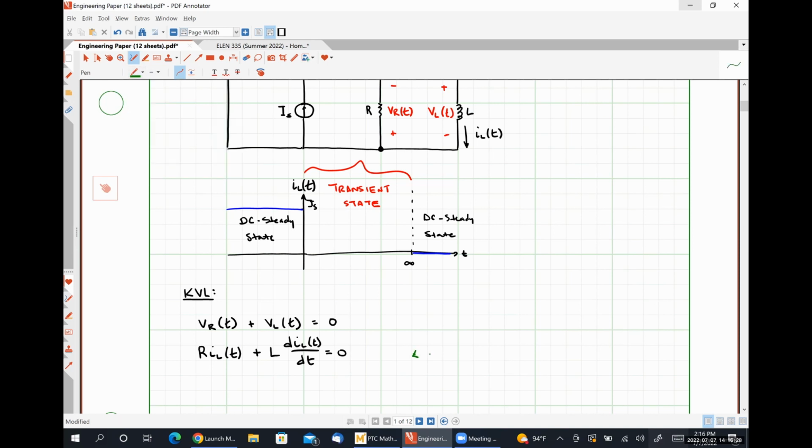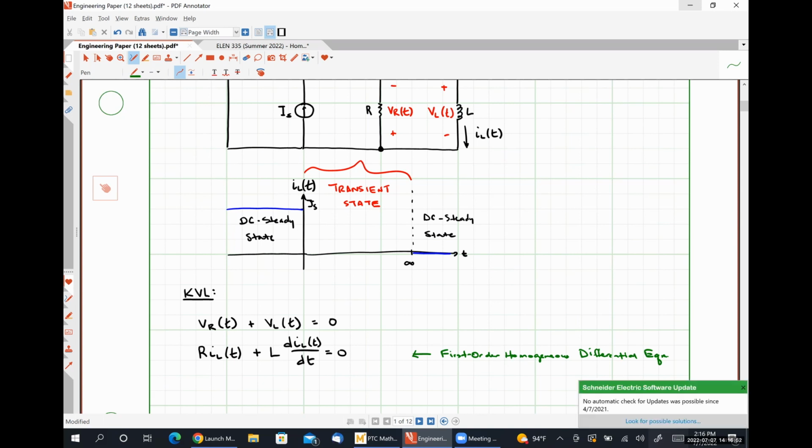This equation is an example of what's called a first order homogeneous differential equation. For those of you who have had Math 245, you already know how to solve one of these. For those of you that haven't, we are going to qualitatively figure things out here, okay?